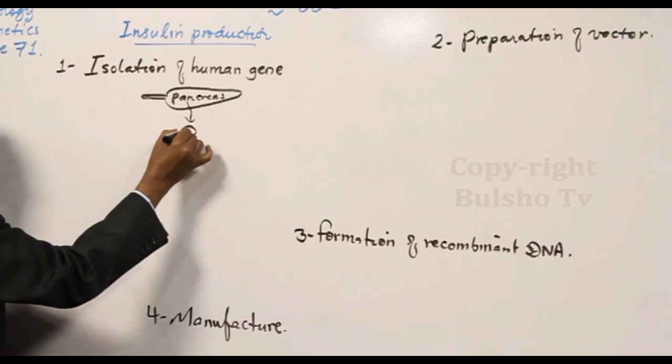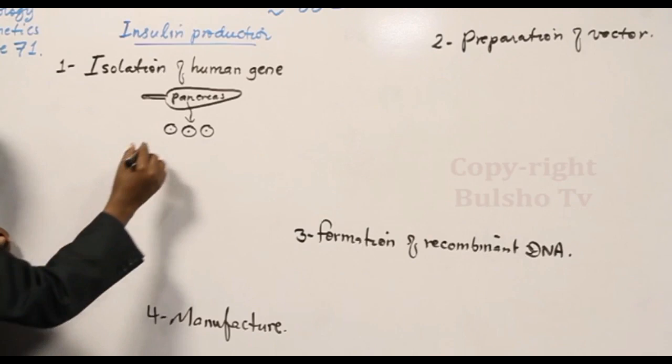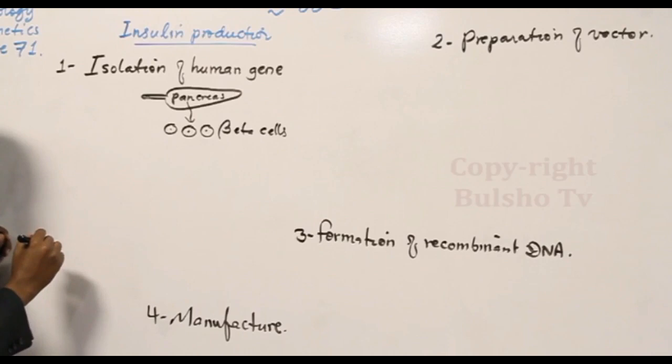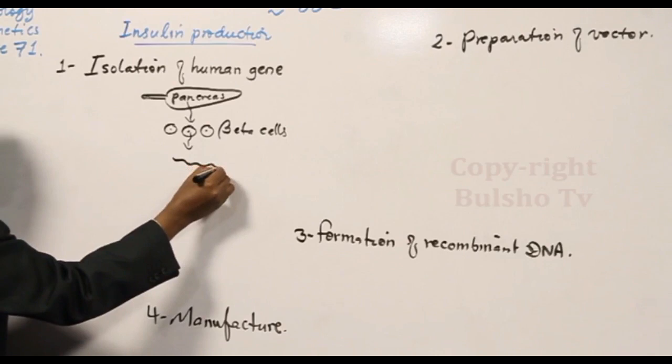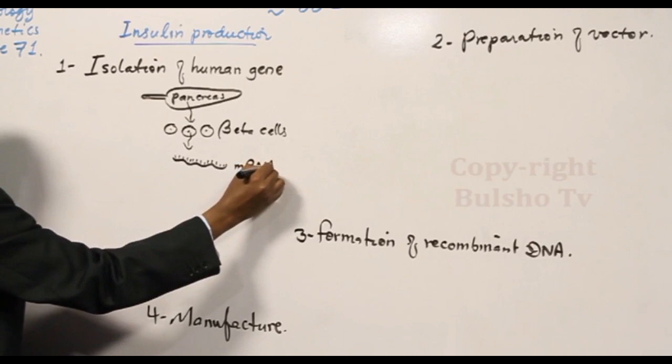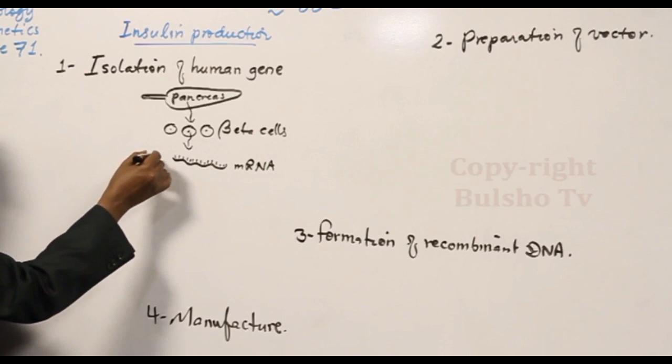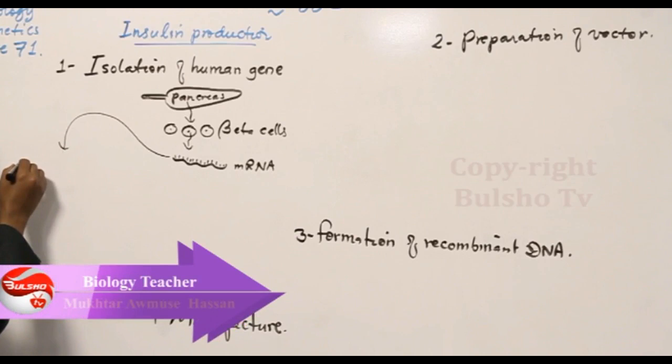Beta cells. Okay? Beta cells synthesize insulin. From the beta cells we take out messenger RNA that synthesizes human insulin. Then we have to insert it in a beaker.